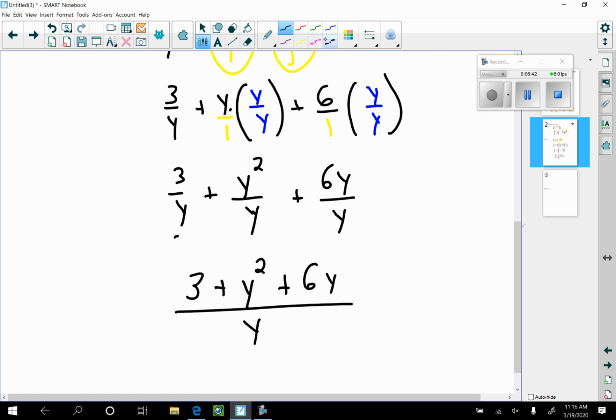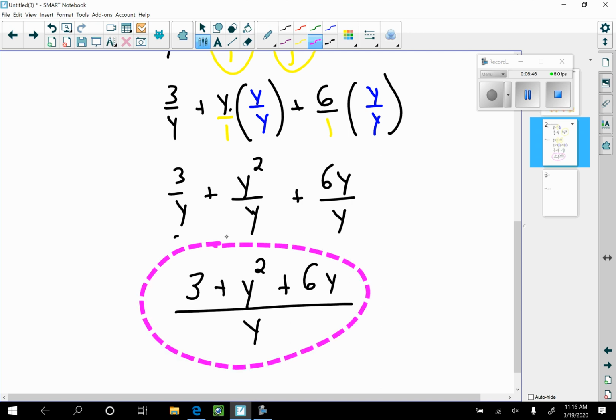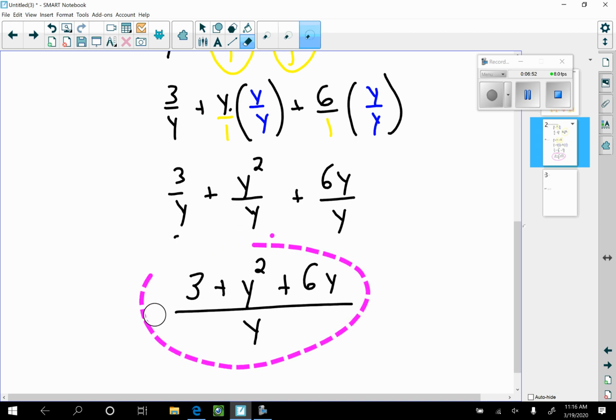And you stop there. Don't do anything with that. That just stays. You do not change that at all. That just remains. Okay?